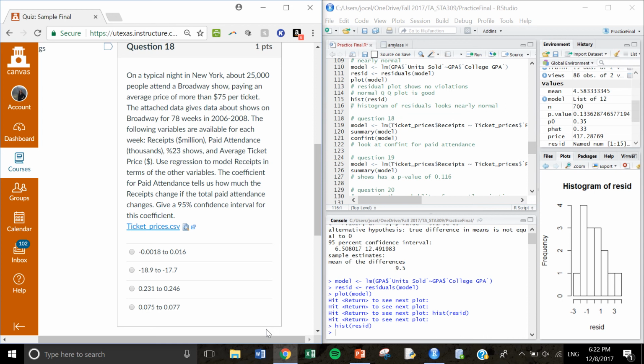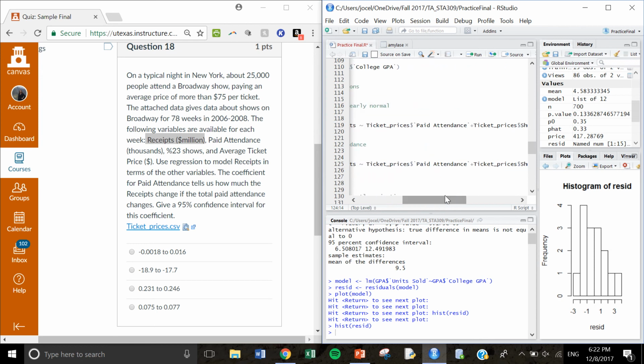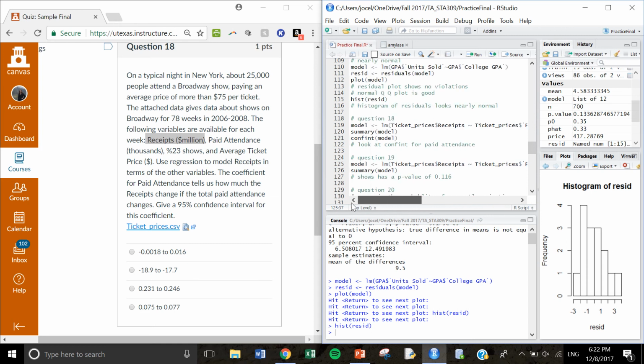The coefficient for paid attendance tells us how much the receipts change if total paid attendance changes. Give a 95% confidence interval for that coefficient. So I'm doing receipts, which is my Y, in terms of paid attendance, shows, and average ticket price. So I just use my LM function with my Y, and then I put a squiggly, and then I put my X's. I put X plus X plus X. So my paid attendance X plus the shows X, the average ticket price X. We can do this all in the LM function.